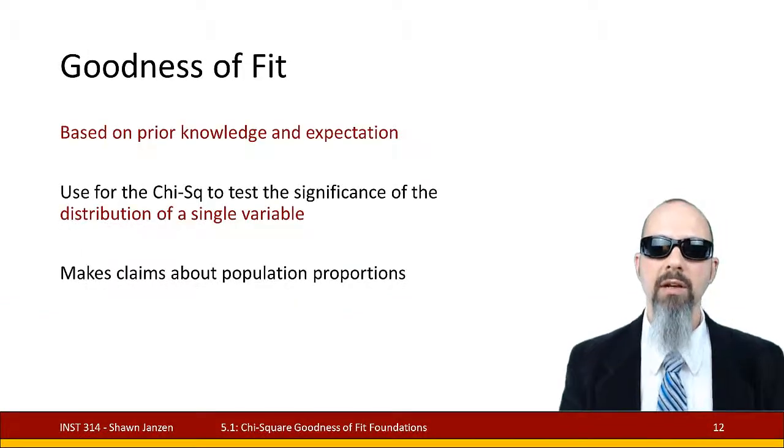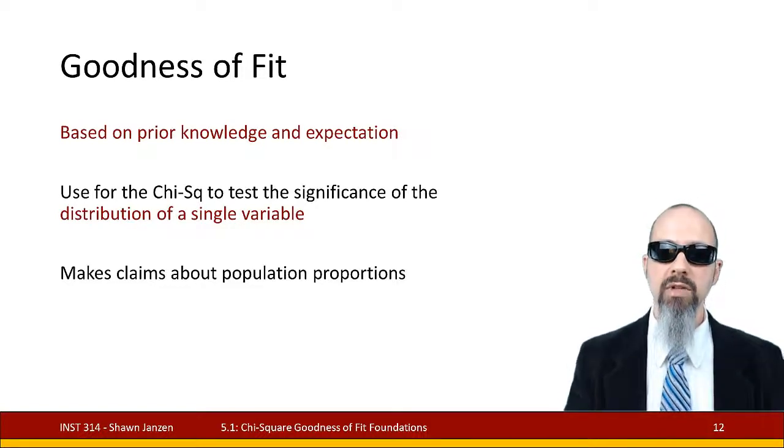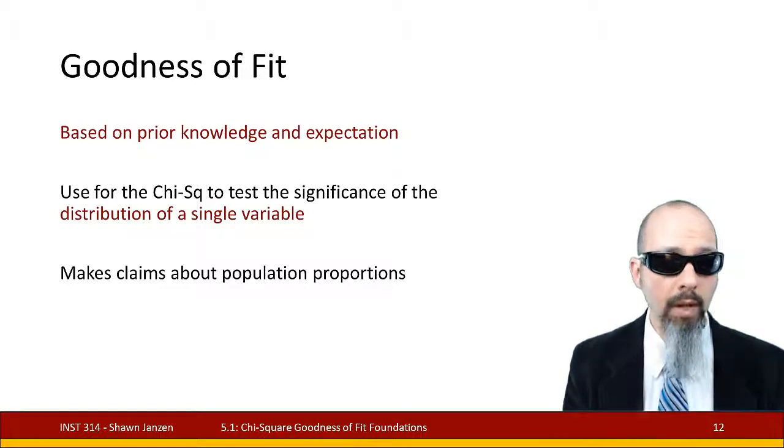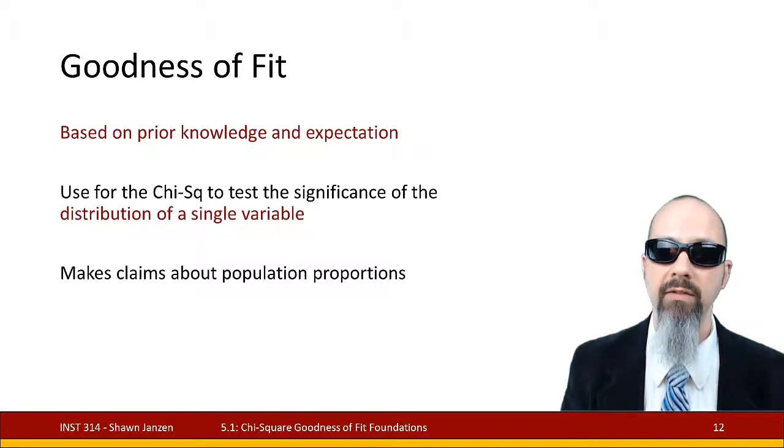So when we're talking about a goodness of fit, we said before that it's only one variable. And part of this is because what we're testing it against is our prior knowledge and expectation about that one variable. So the chi-square test for the goodness of fit is going to test the significance for the distribution of a single variable, only one. And we're making claims about a population's proportions on that one variable.